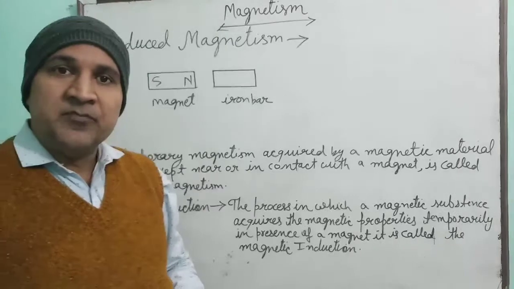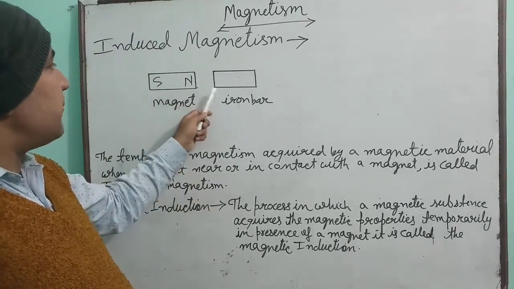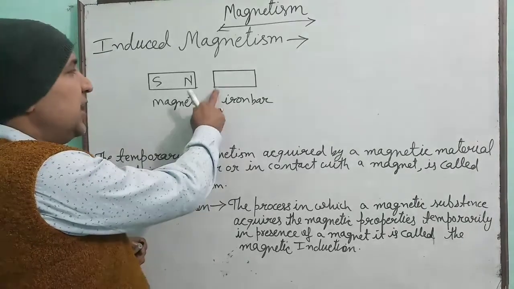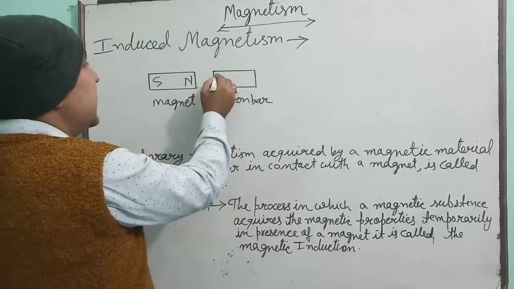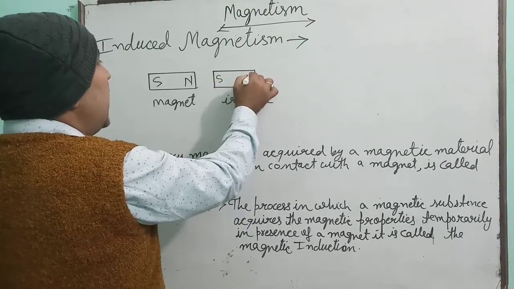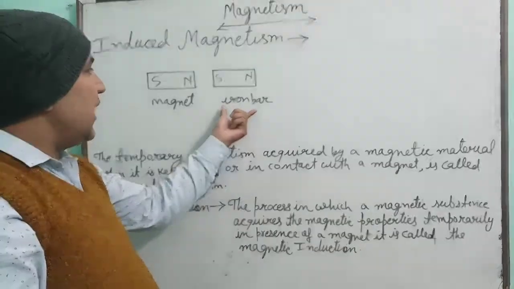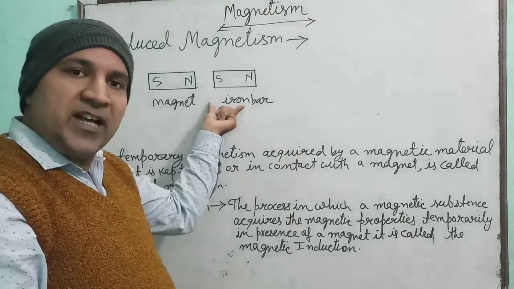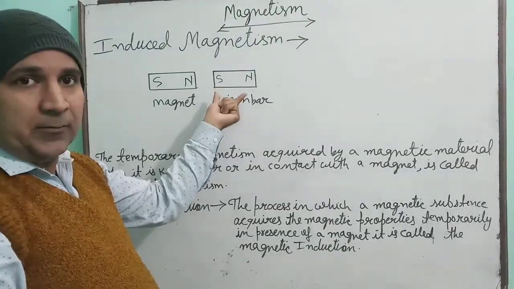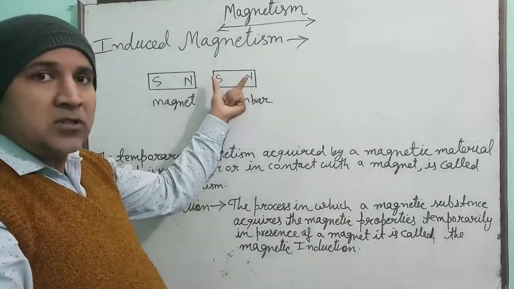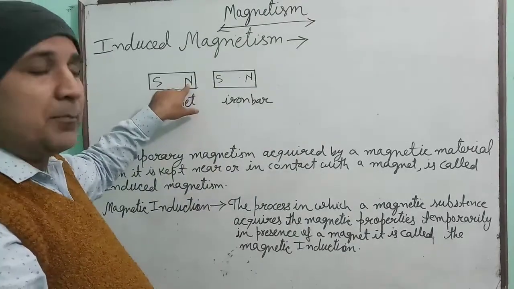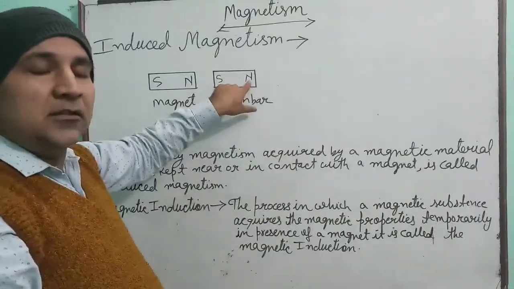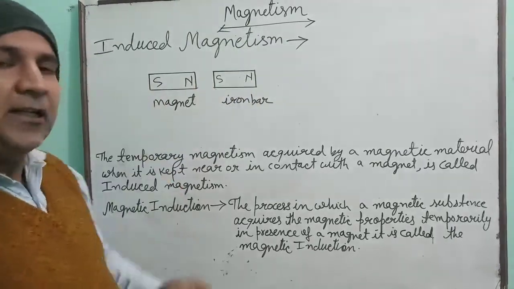Now children, you will see that if a magnet is kept near an iron bar, then this iron bar will also behave like a magnet. If we check the polarity of this iron bar, we will see that this will be the south pole and this will be the north pole. When an iron bar is brought near the magnet or in contact with the magnet, it will also behave like a magnet, and since it is a magnet now, it again has two poles. So we will find that near the north pole of the magnet, south polarity will be created in the magnetic substance, and at the other end north polarity will be created. So this property you have to learn.